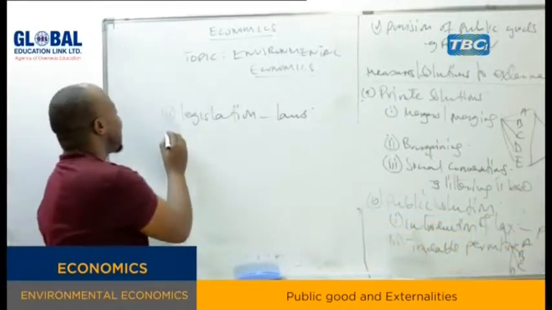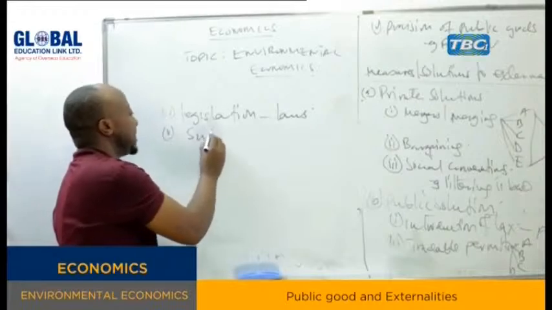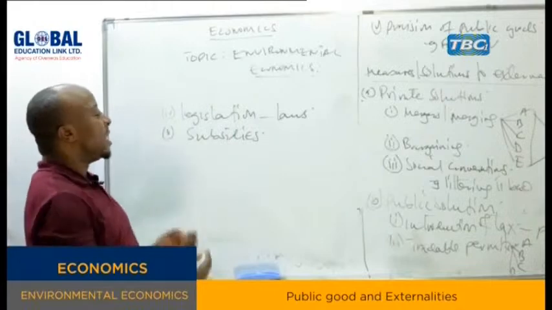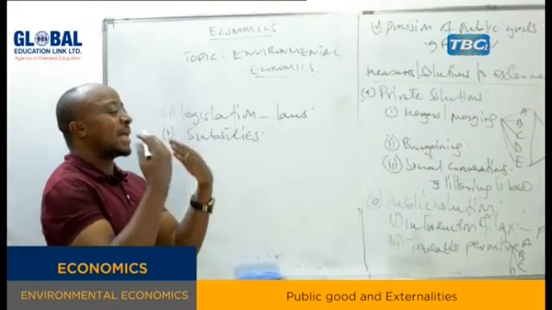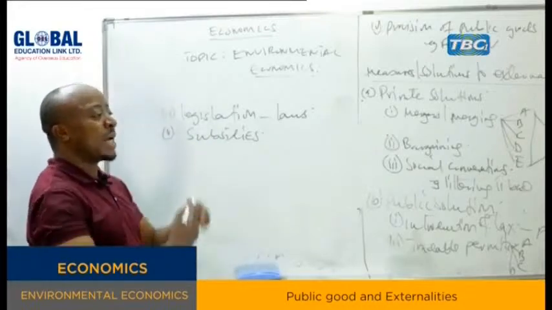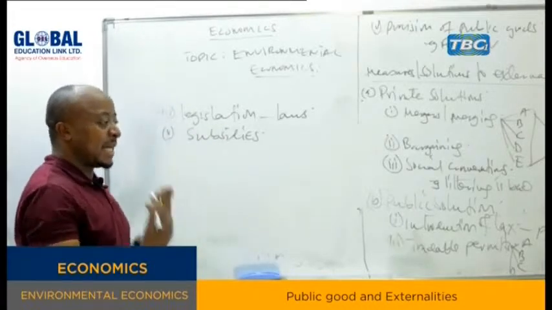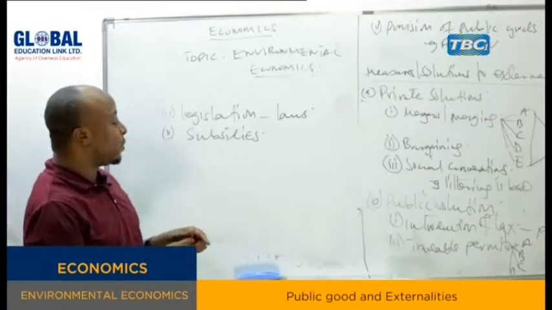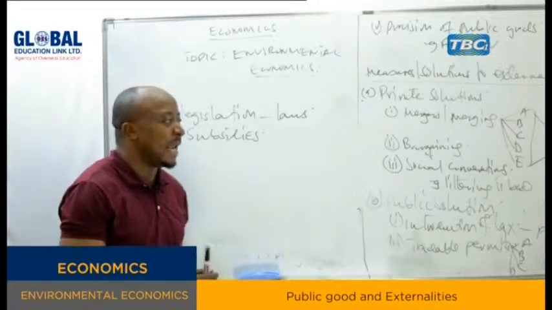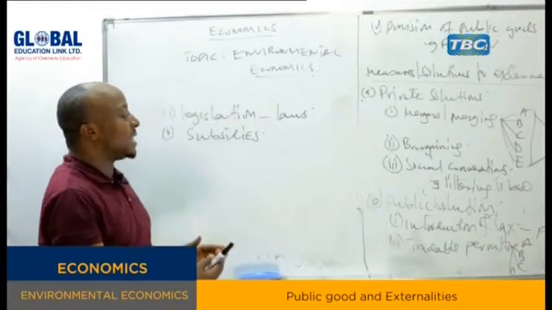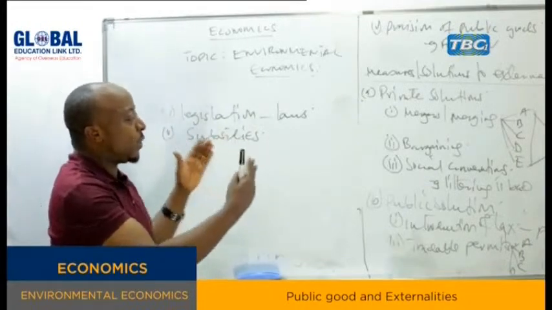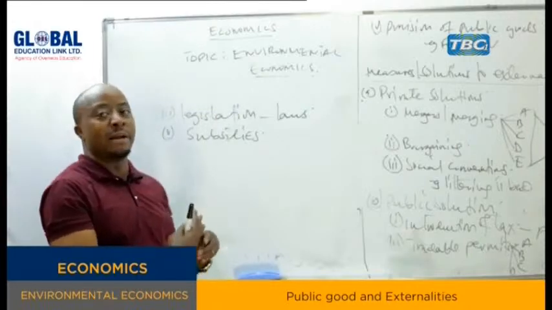The last solution is the use of subsidies. We all know the effect of subsidies in the economy, so the government can subsidize those firms that produce externalities to reduce them. So subsidies will be used as incentives to encourage firms to stop producing externalities. These are some of the solutions which we can use in dealing with externalities. Now, this is the end of our elaboration on externalities, and you should go through different books to get more knowledge on how externalities operate and how they can be solved.